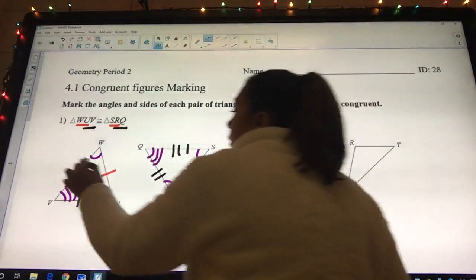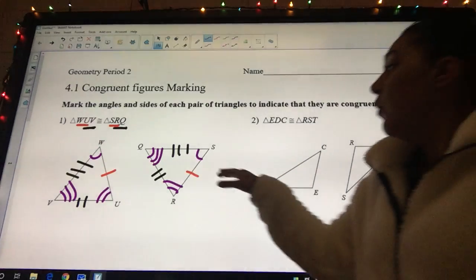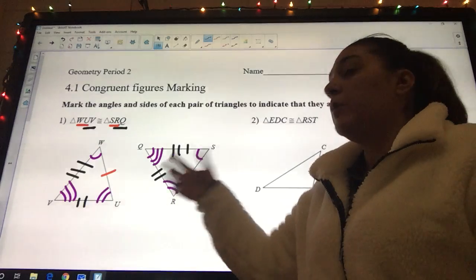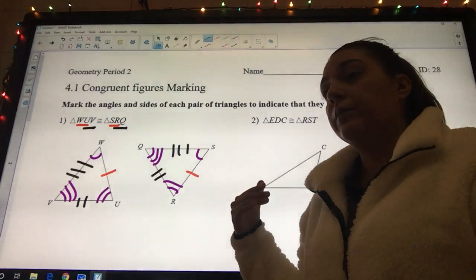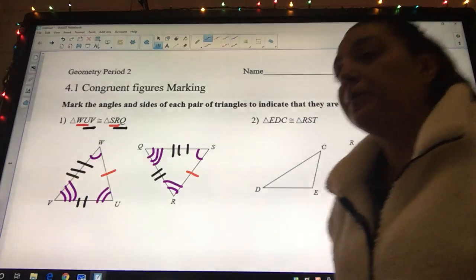1, 2, 3. 1, 2, 3. Okay, and that's all you're going to be doing is just marking 1, 2, 3 sides or line segments, and 1, 2, 3 on the angles. Okay, and so this is what your picture should look like.